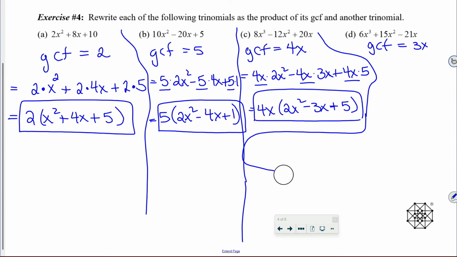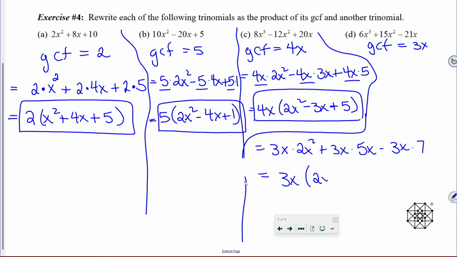Maybe do something like that. So I can rewrite all of this as 3x times 2x squared plus 3x times 5x minus 3x times 7. And therefore, we have 3x, I almost said 3x squared. We have 3x times 2x squared plus 5x minus 7.